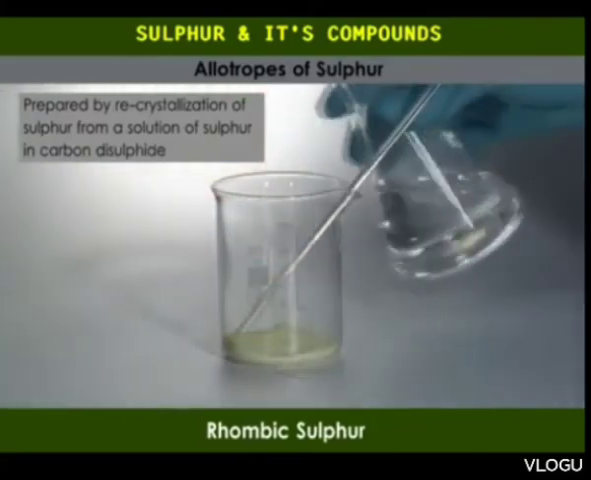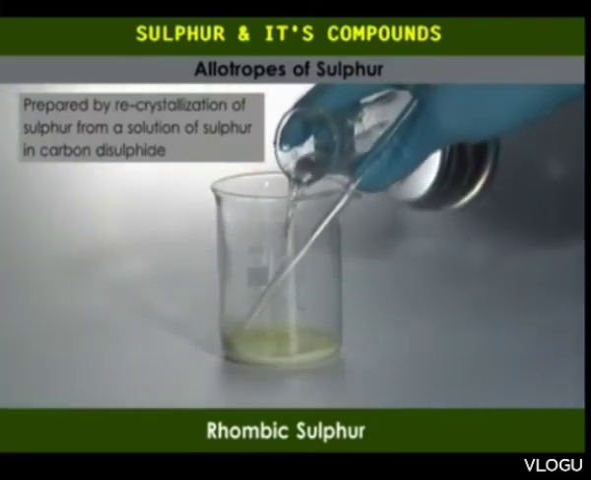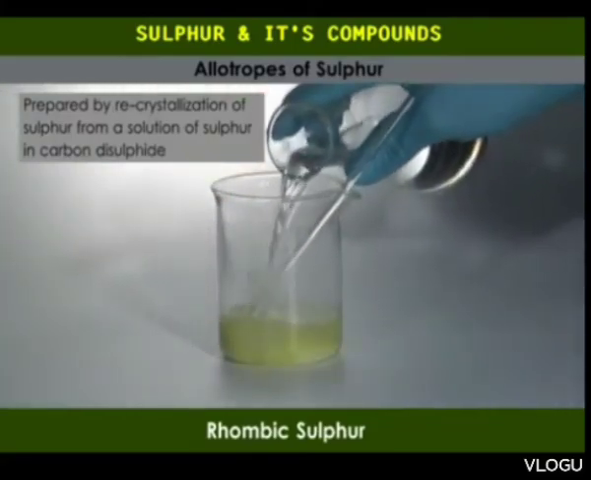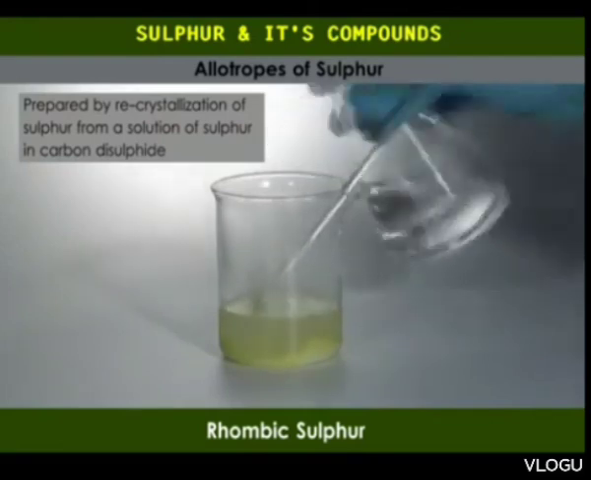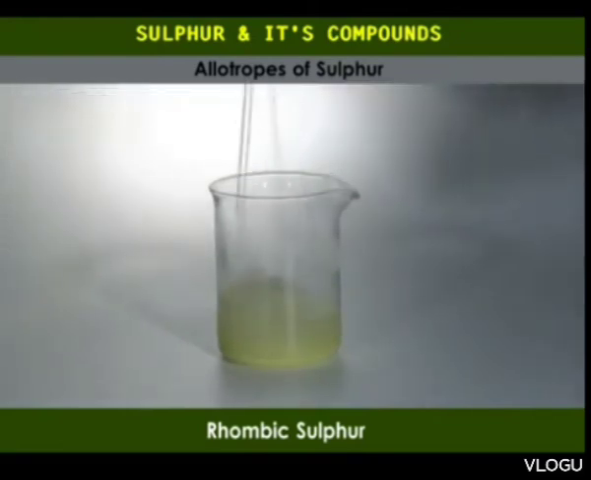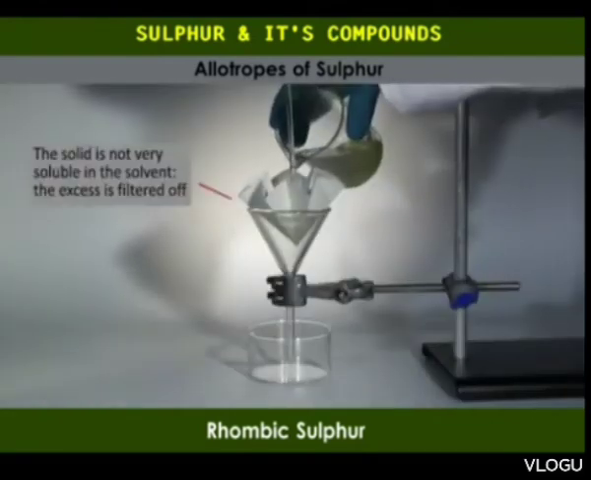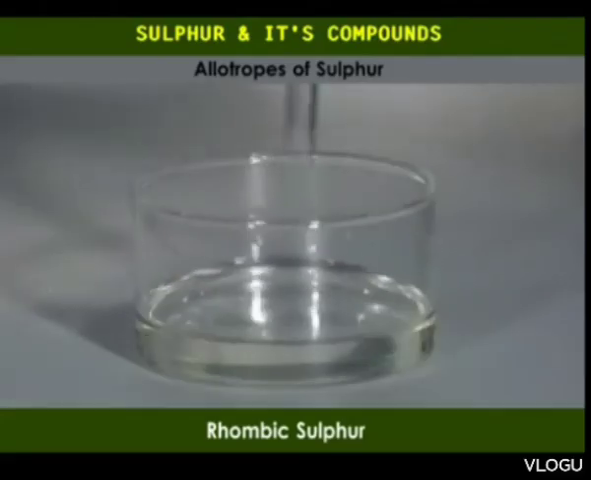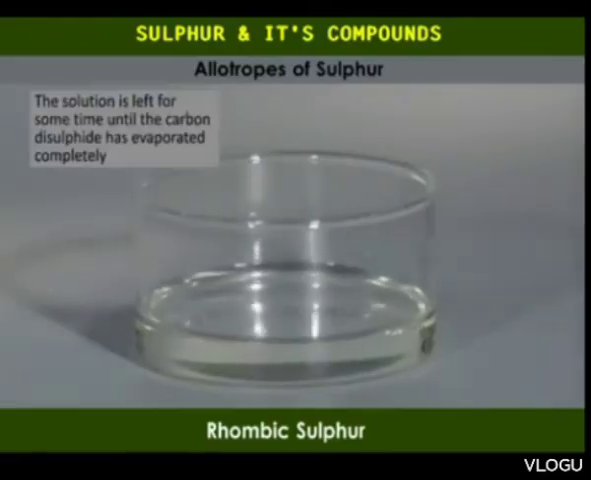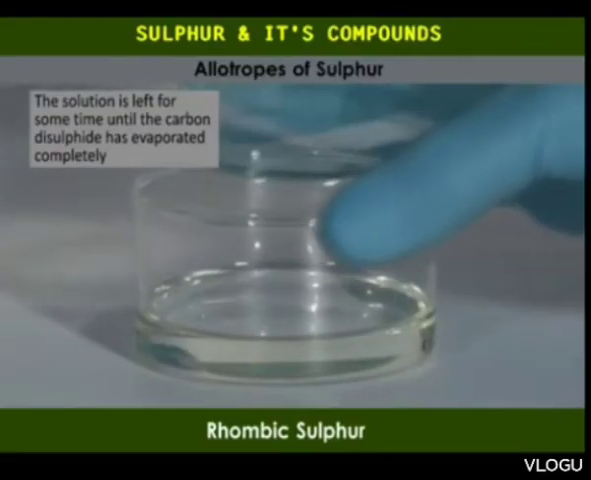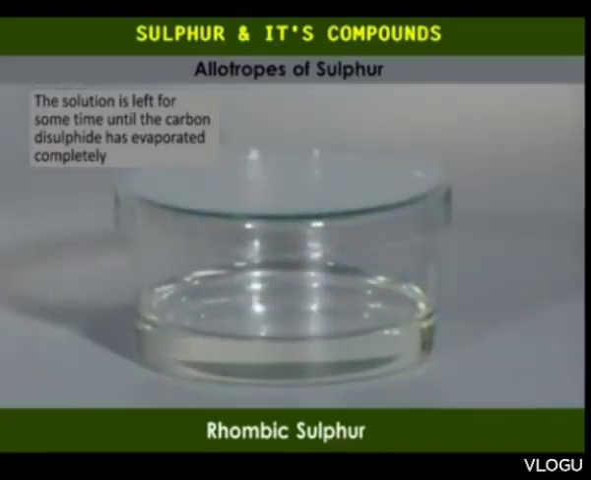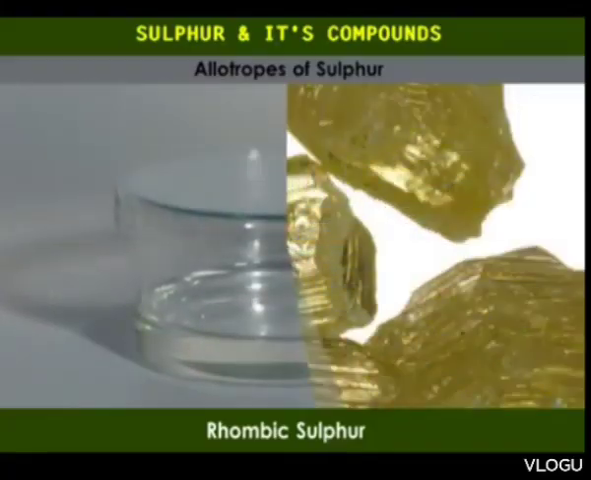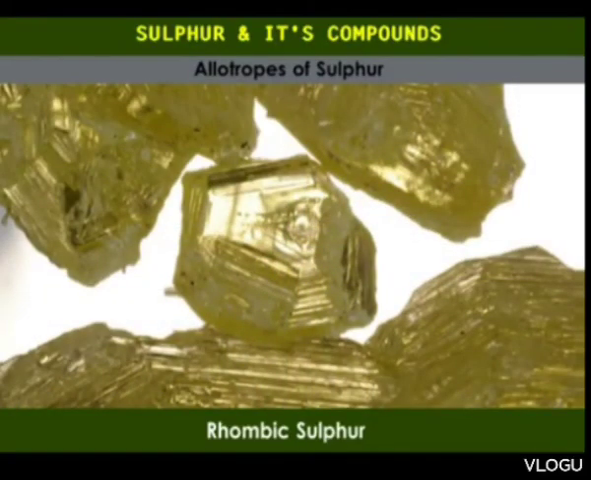Rhombic sulfur can be prepared by recrystallization from a solution of sulfur in carbon disulfide. The solid is not very soluble in the solvent, and the excess is filtered out. The solution is left to stand for some time to allow carbon disulfide to evaporate completely. Slow evaporation of carbon disulfide produces crystals of rhombic sulfur, as is on the screen.